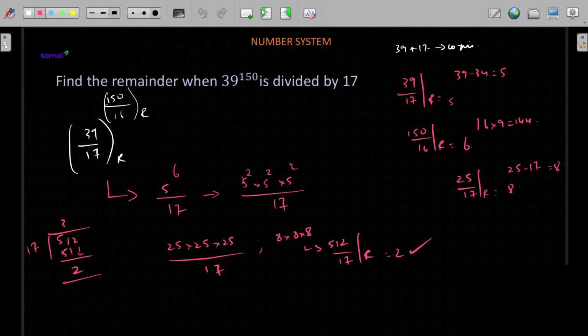So with this, we will stop the video. In this particular video, we discussed only one type of question based on Euler's theorem, where in every question the divisor is a prime number. In the next video we are going to discuss what if it is a composite number and how to solve those questions.